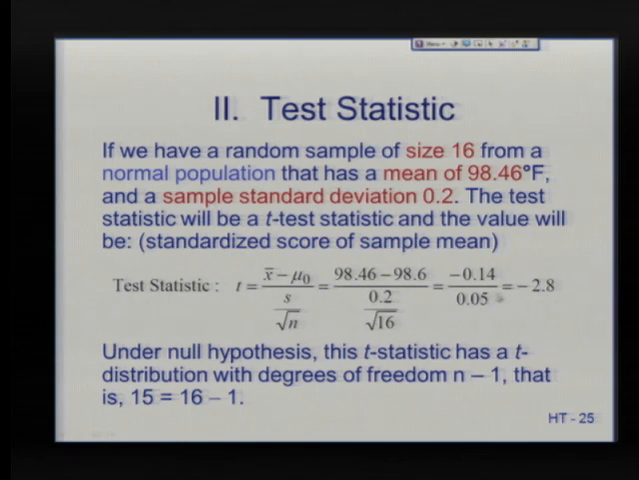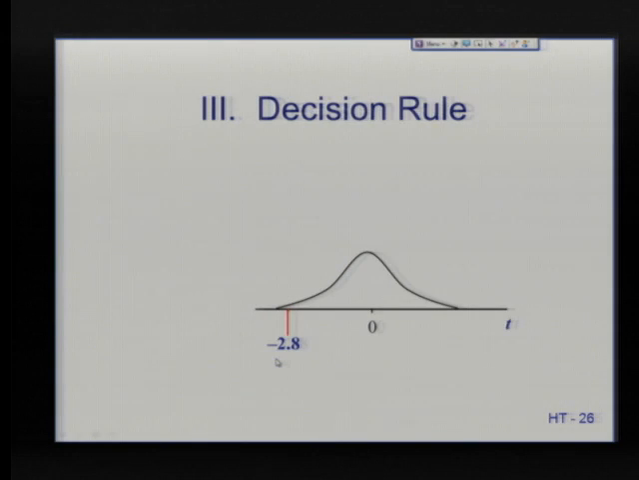But this time is different. When you have this situation, this statistic actually follows a t-distribution now, okay? A better way to do it is to use a t-distribution. Since the sample size is 16, the degrees of freedom is 15, right? So we're going to use 15 degrees of freedom to do the problem. I have a test statistic score of negative 2.8. It's on the left side, right?